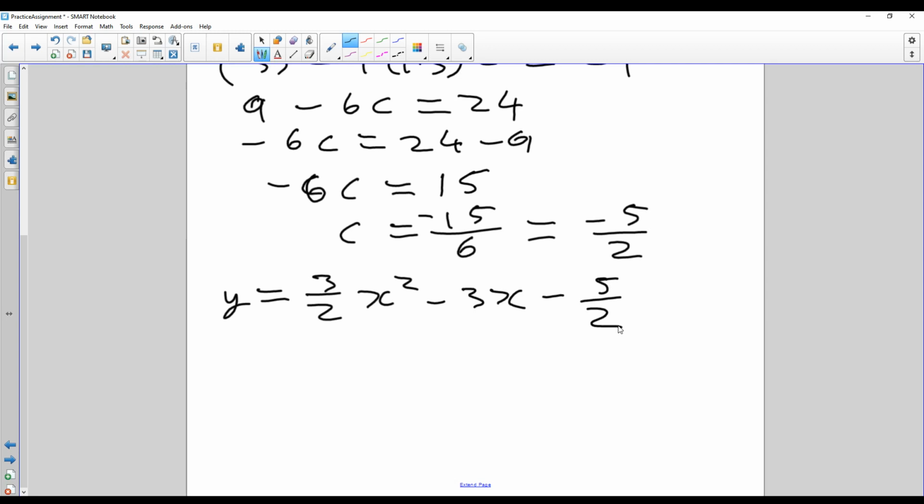No, that's okay, but I don't like it. What do you think I would do to clean that mess up? Multiply everything by 2. Yeah, that's what I would do, because it would be the same solution. Everything multiplied by 2 gives us 3x squared minus 6x minus 5.